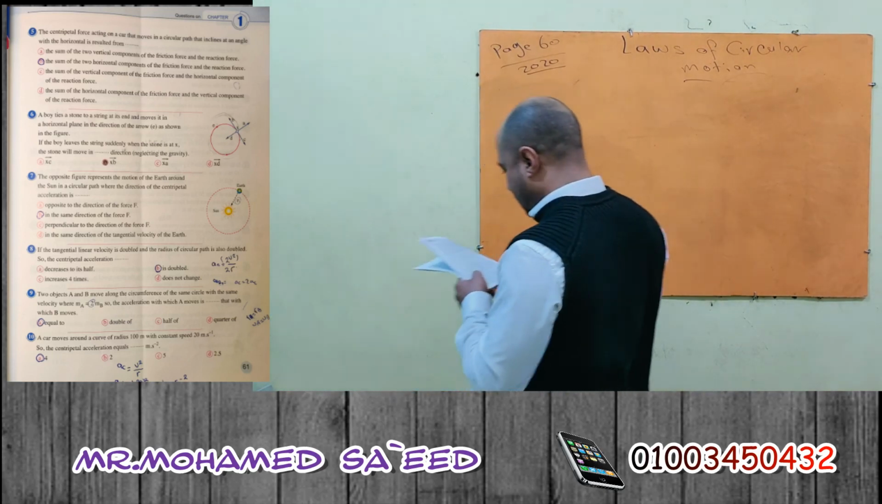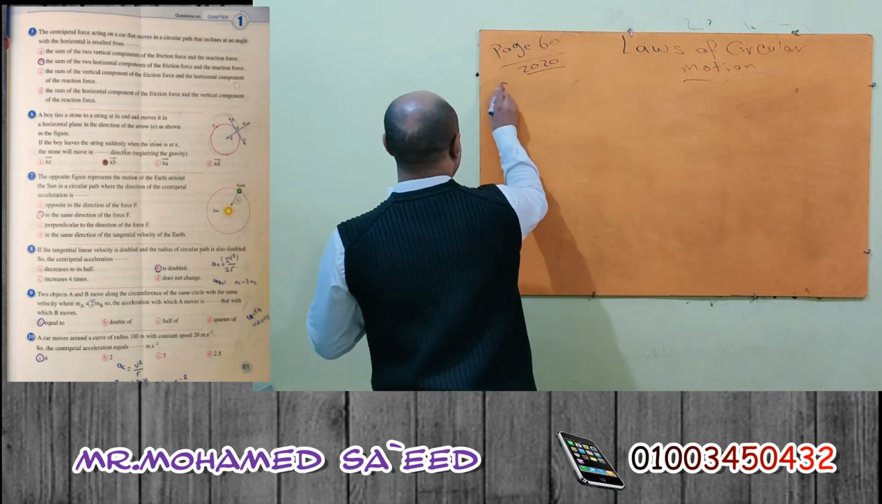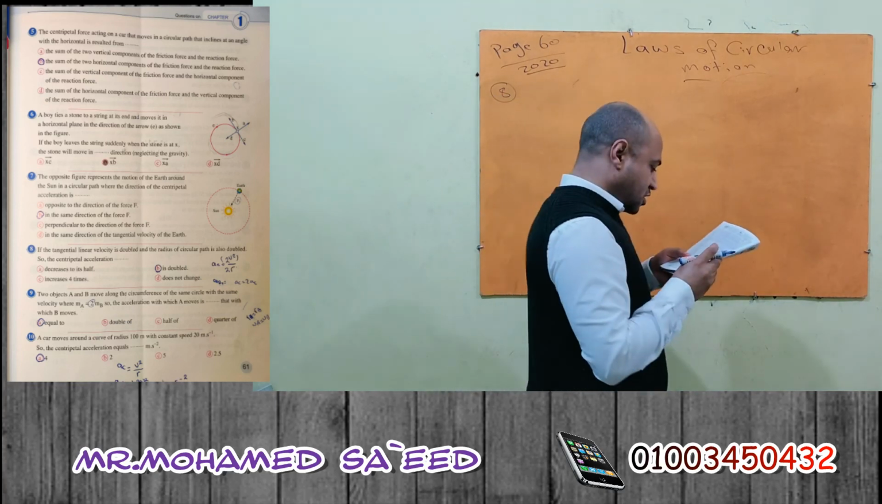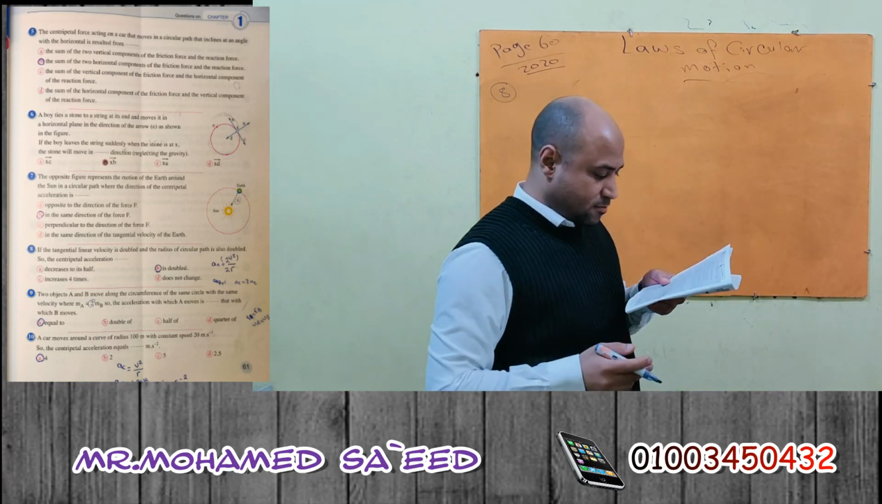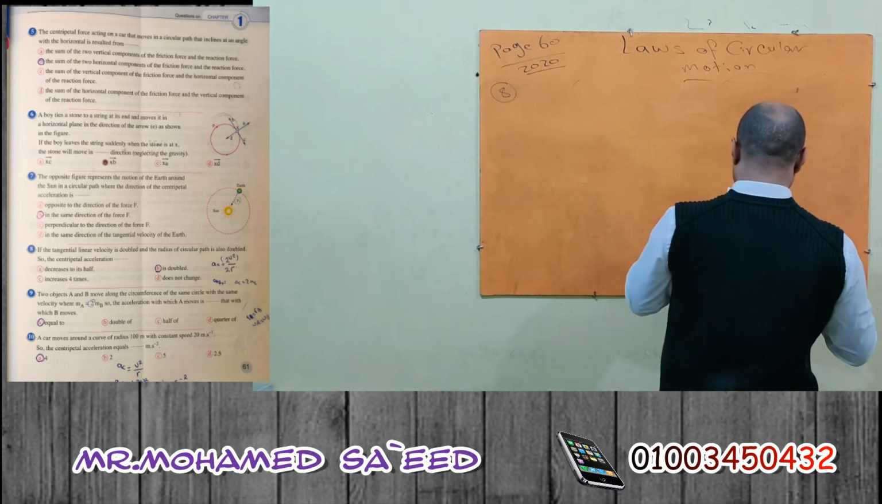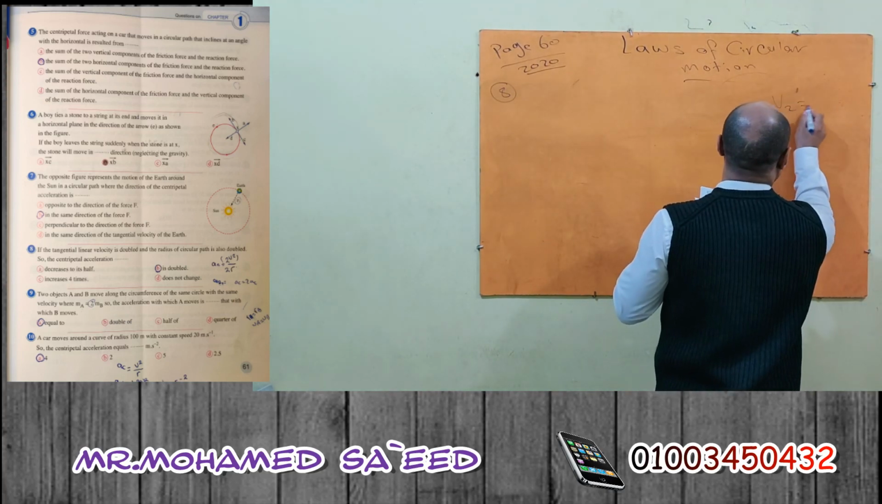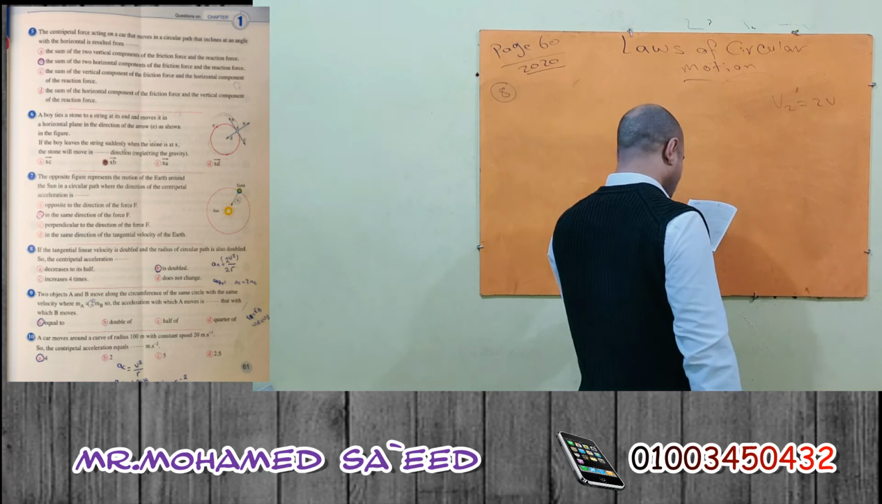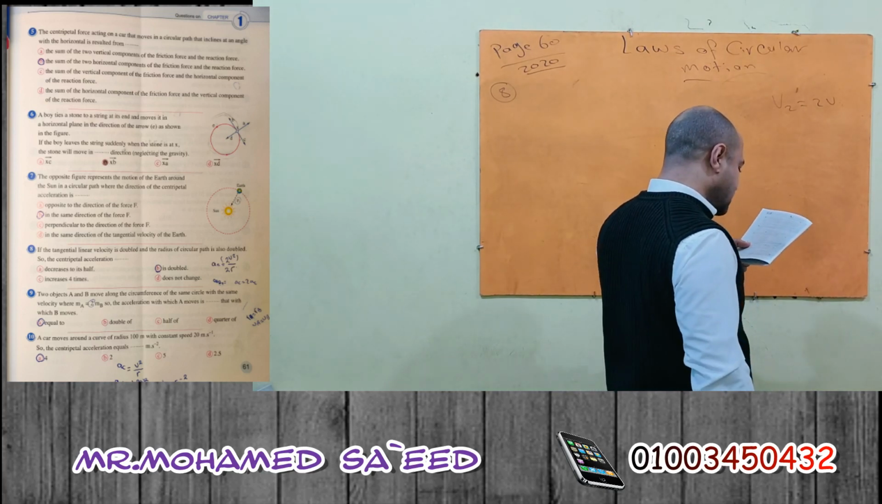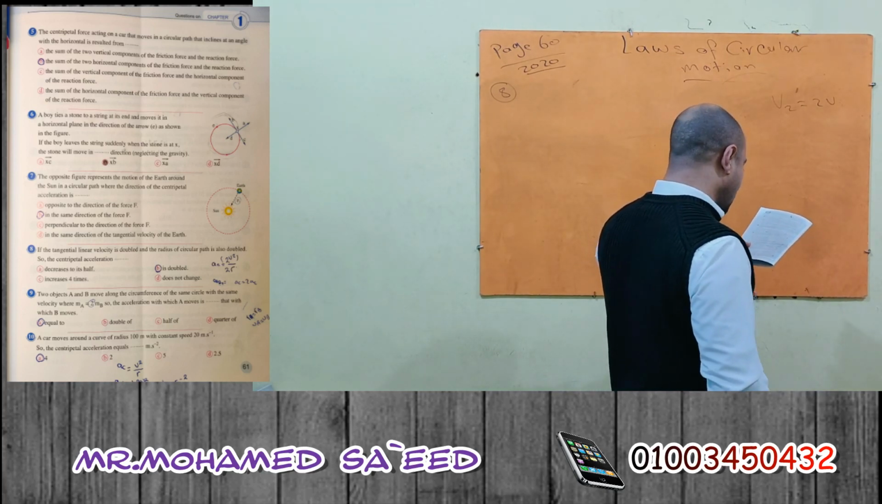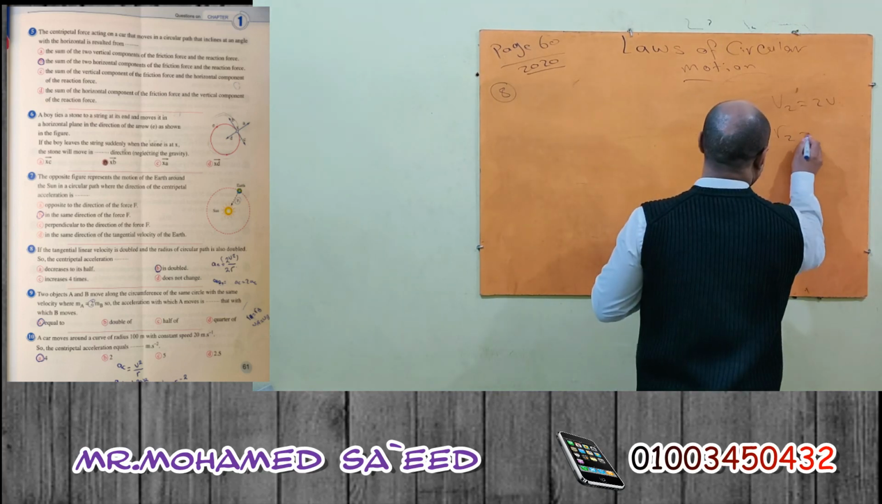Question number 8. If the tangential linear velocity is doubled, v2 equals 2v. And the radius of the circular path is also doubled, R2 equals 2R.